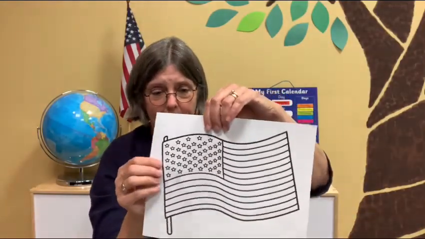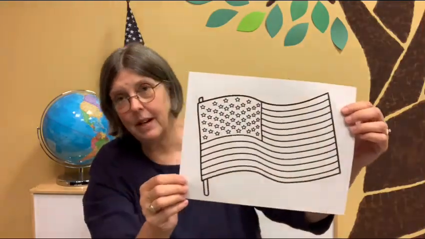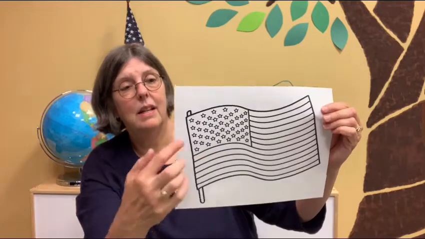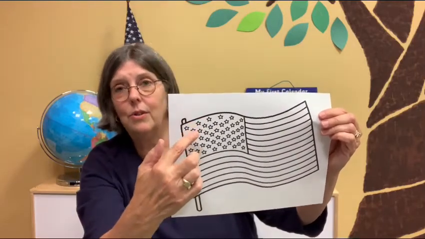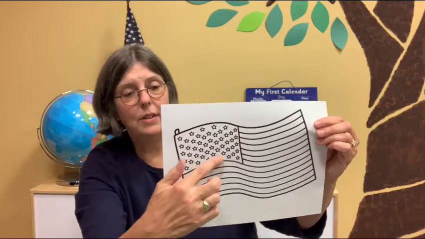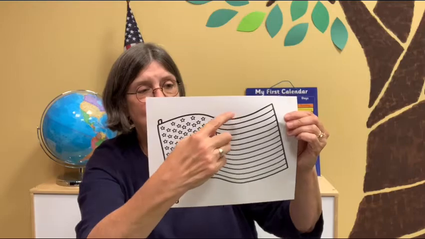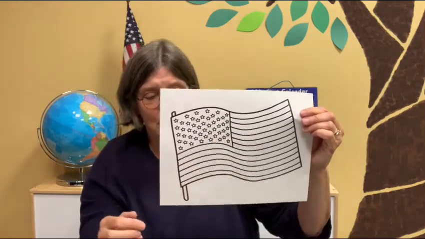And while you're thinking about the pledge and memorizing it, you might want to color your flag. Stars are white. The field behind the stars is blue. And remember that the 13 stripes are red and white.